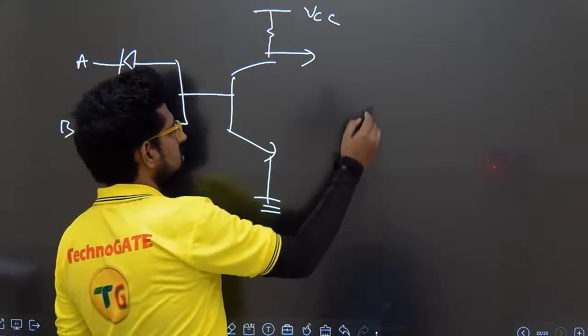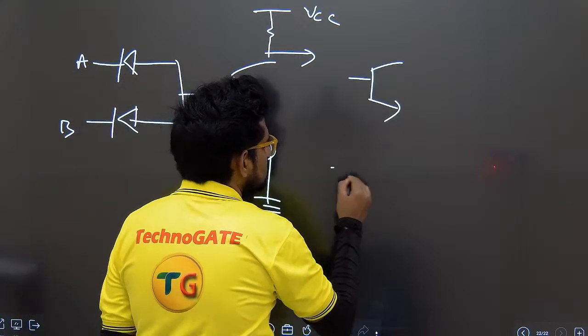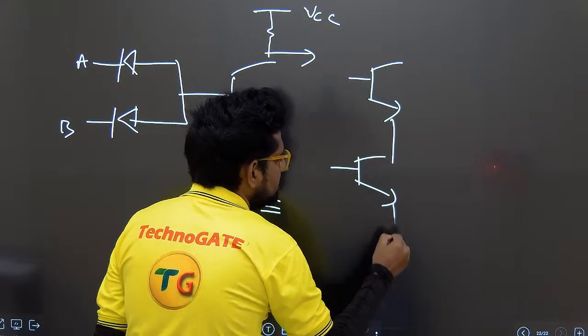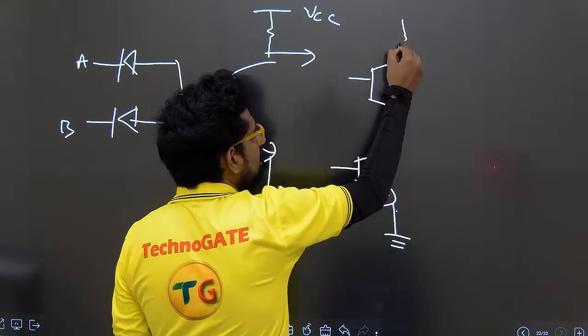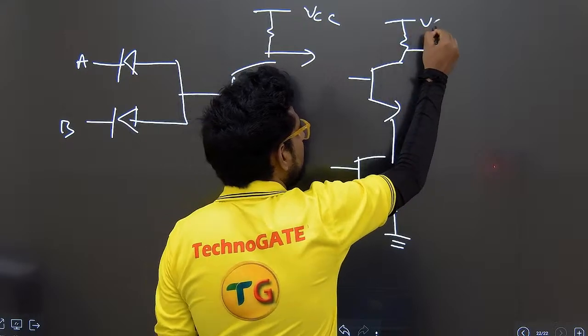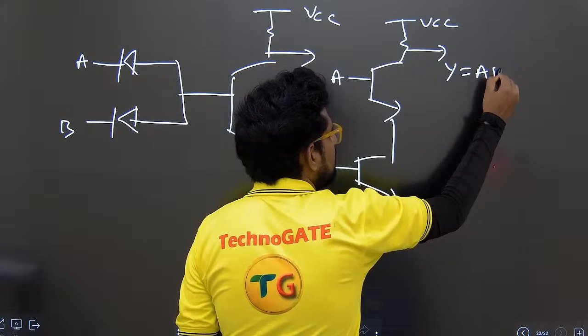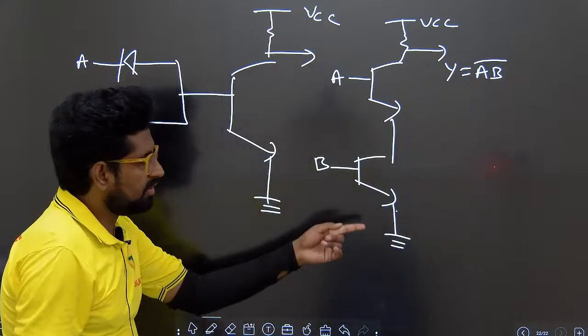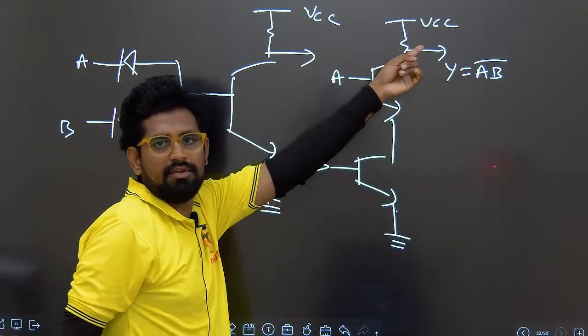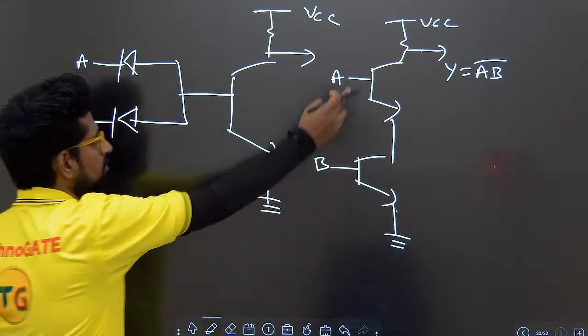Then coming to the transistor model, it is the same diagram, but previously you took the output here; now you collect the output here, A, B. Now the output is AB bar. So for the AND gate you take the output here, and for the NAND gate you take the output above.